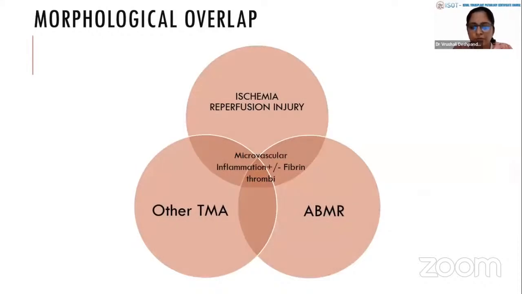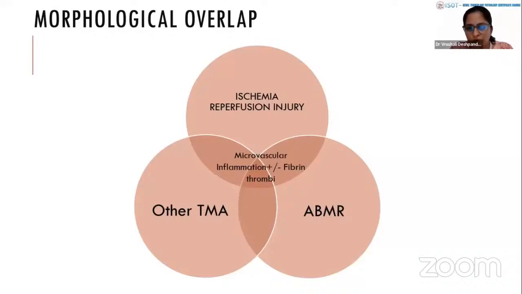Now, again, coming to the same situation of early post-transplant biopsy, as I told, if we are getting microvascular inflammation with or without fibrin thrombi, the differential diagnosis is very large, including ischemia reperfusion, including humoral rejection, and including various causes of TMA, such as drug-induced TMA, recurrent HUS, or TMA due to ABMR.